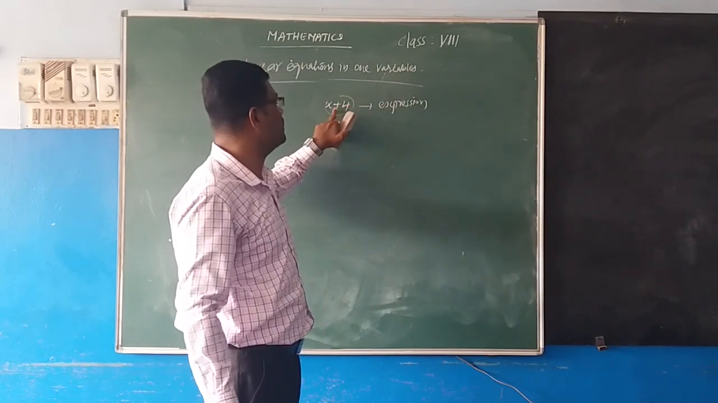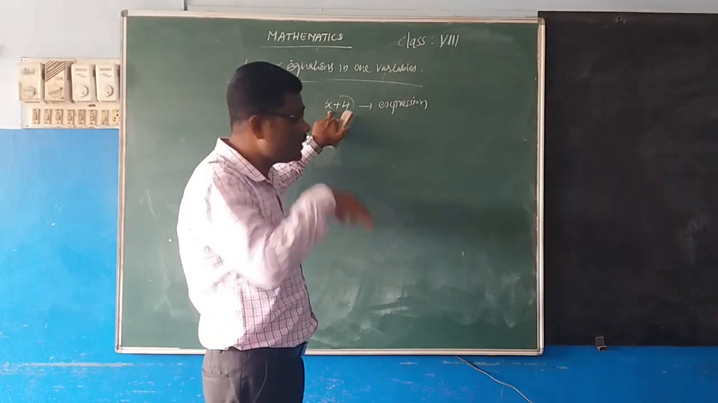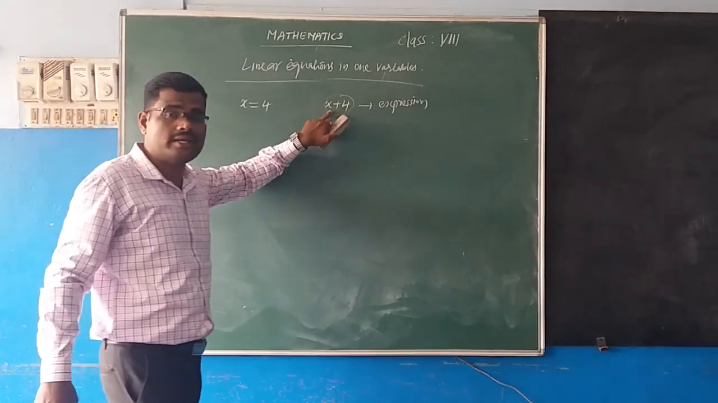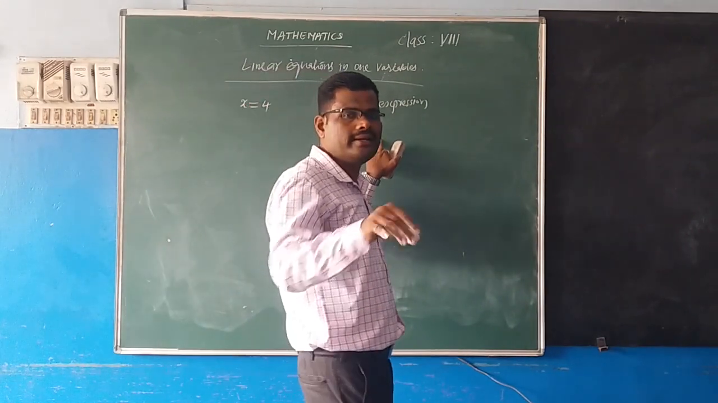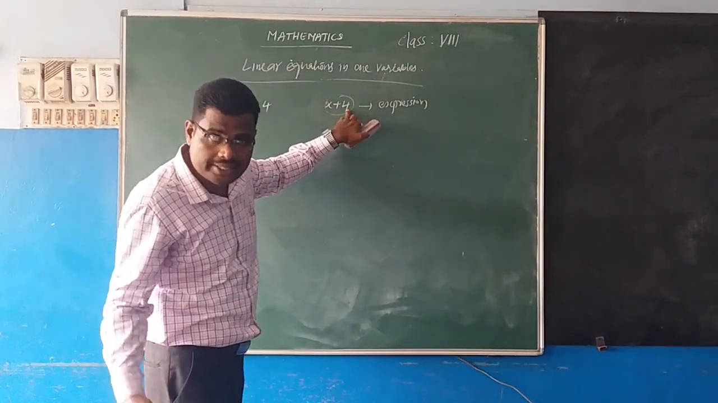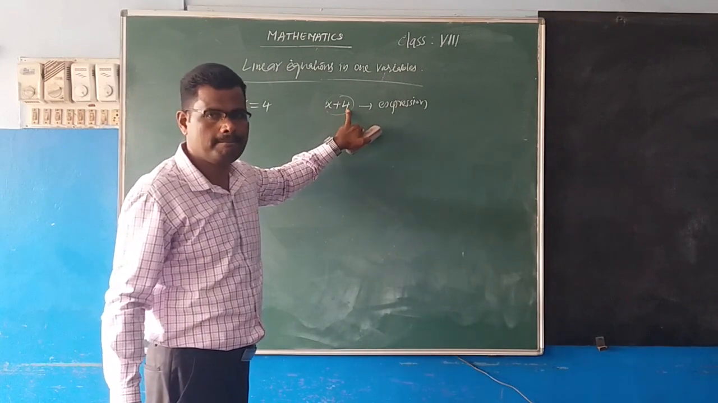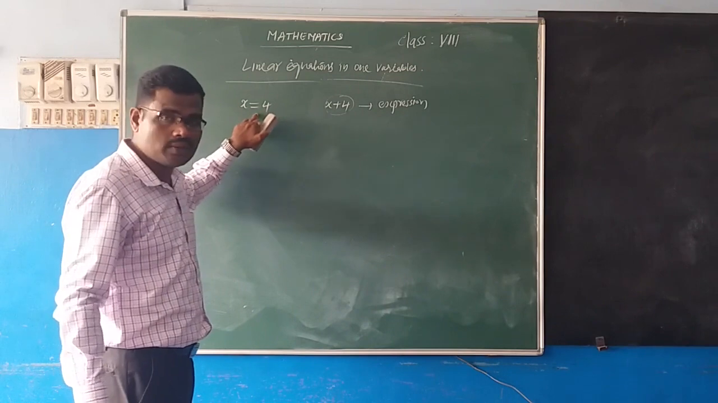What is an expression? Expression is a combination of variables and constants. X is a variable, y is a variable, a is a variable. English small alphabets are called variables. The numbers are called constants. Clear? So, equation is a statement containing two sides with an equal sign.